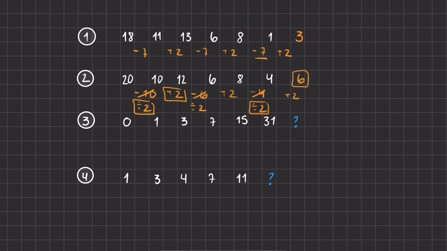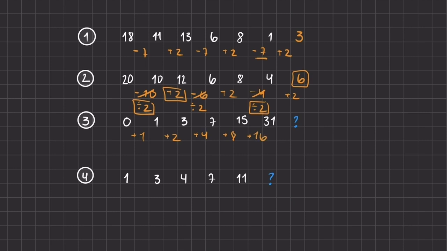Alright, now for our third series of numbers, we need to recognize the second order of transitions. That means finding the pattern of the transitions. So moving from 0 to 1, we add 1. Moving from 1 to 3, we add 2. Moving from 3 to 7, we add 4. Moving from 7 to 15, we add 8. And moving from 15 to 31, we add 16.